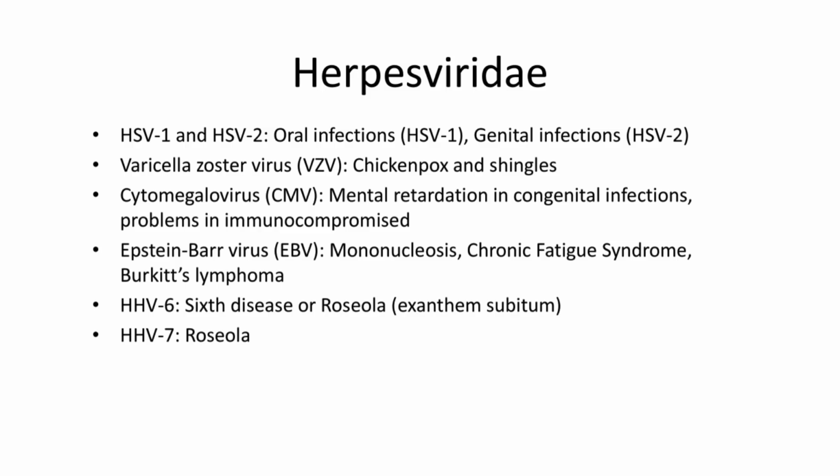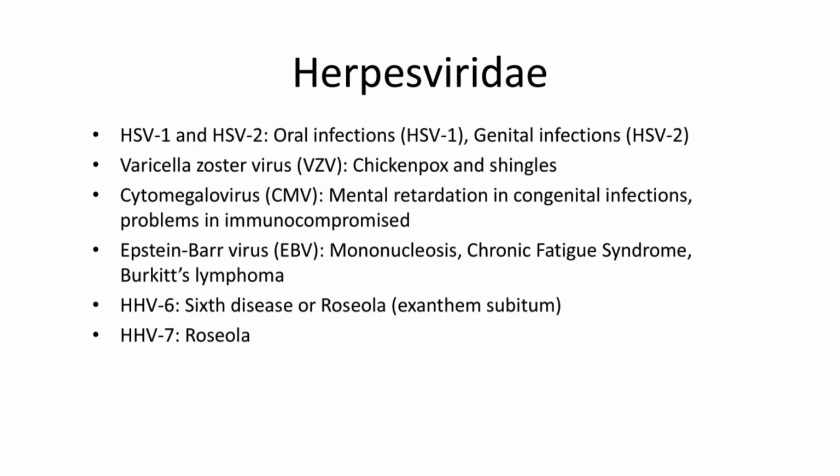Herpesviridae is a large family with multiple members. Herpes simplex viruses 1 and 2 cause oral infections and genital infections, respectively. Varicella zoster virus causes chickenpox and, later in life, shingles. Cytomegalovirus can cause congenital infections leading to developmental issues and serious disease in immunocompromised patients.